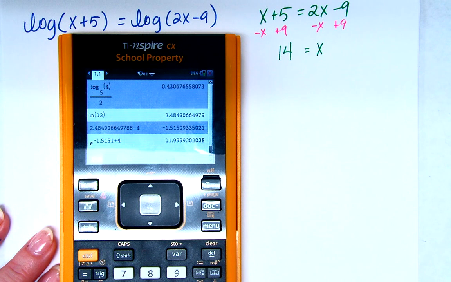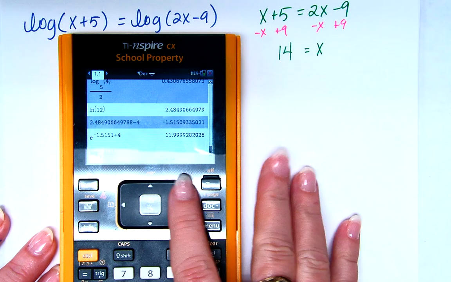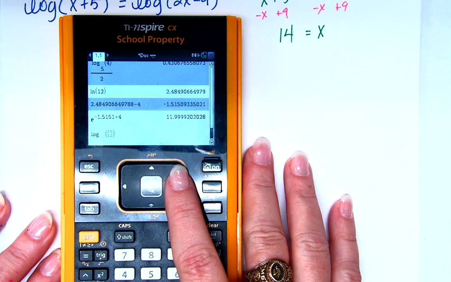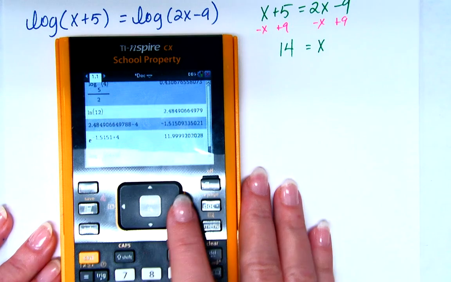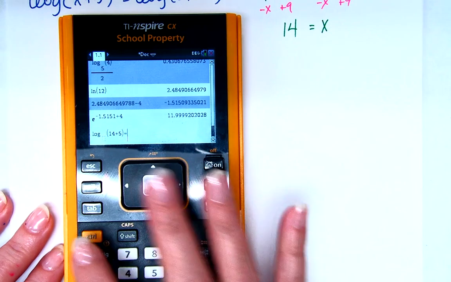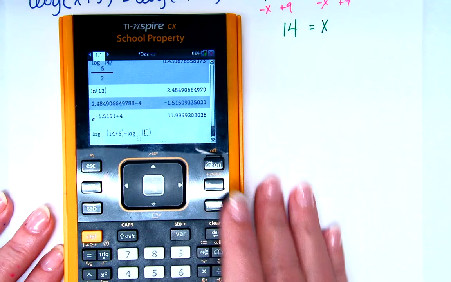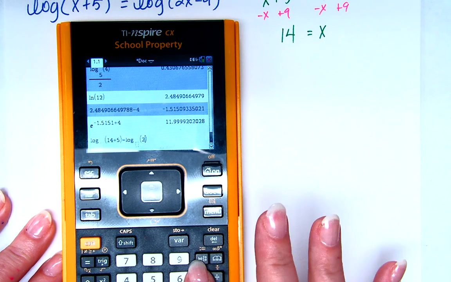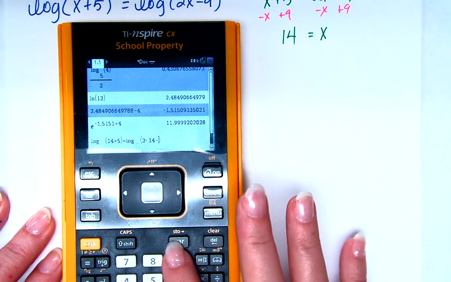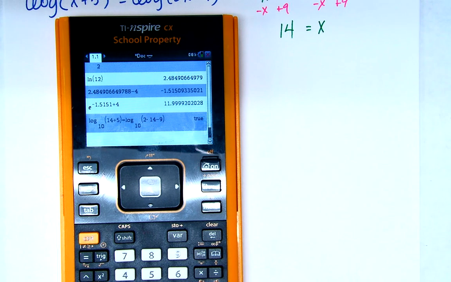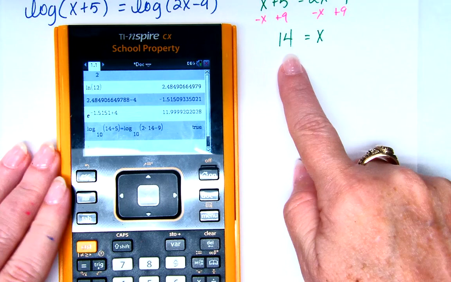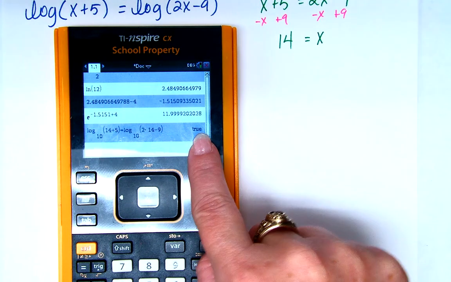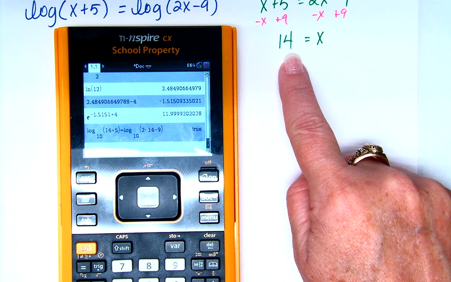Okay? But I want to remind you that you can do log of 14, what does it say, plus 5 equals log of 2 times 14 minus 9. True. I just put it straight in the problem exactly as it is, except I substituted 14 for x, and it says true. What does that mean about this answer? It's correct, right? It's true.